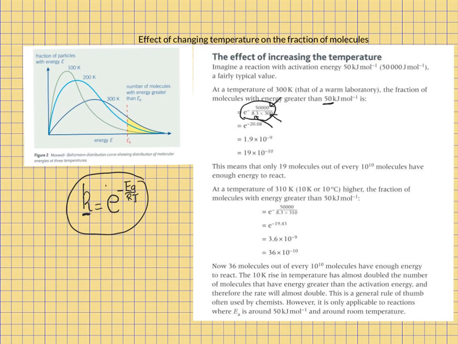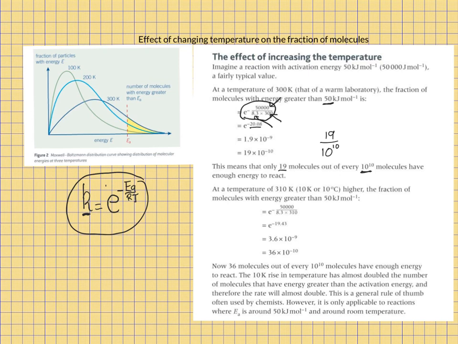So if we work this bit out in our calculators, it comes to minus 20.8. Now if you do that onto your calculators, this tells us that 19 times 10 to the minus 10 are the fraction of molecules that can have successful collisions. What does that actually mean? It means that only 19 molecules in every 10 to the power 10 molecules have enough energy to react. So that's a tiny fraction of molecules.